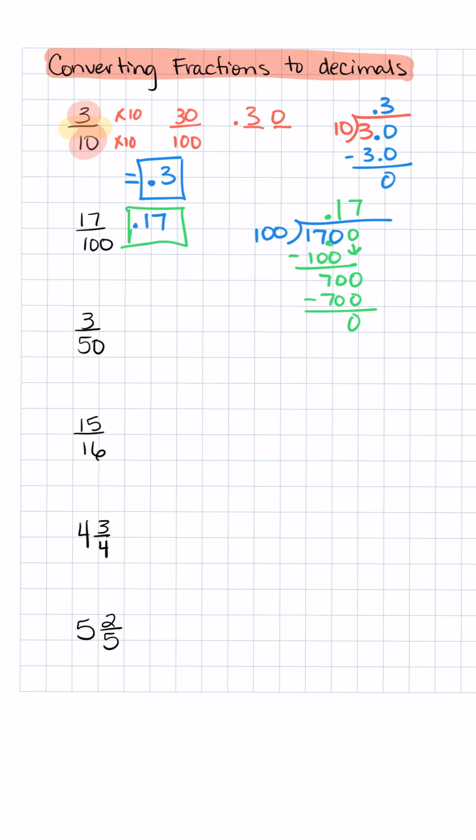Okay, 50 goes into 3. 50 into 3 can't happen, so we want to add a decimal point and a 0. 50 cannot go into 30, so we're going to need another 0. 50 can go into 300. 6 times 0 is 0. 6 times 5 is 30. Subtract that. So that equals 0.06.